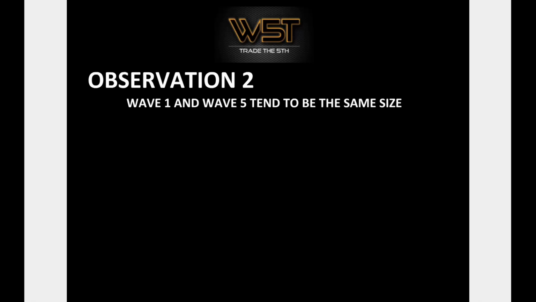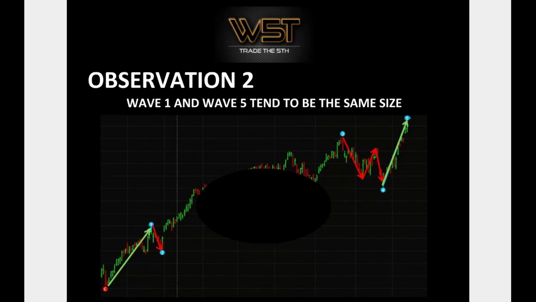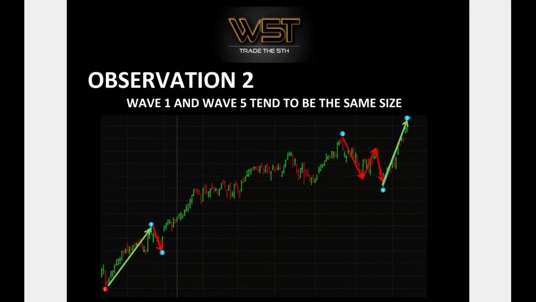Observation 2. Wave 1 and wave 5 tend to be the same size. Now this is used as part of the programming for our automated target zones for the fifth wave. Not the only thing, but it's one of the observations that we look at there. So as you can see on this particular chart here, from this C wave down at the bottom left, the green arrow forms the wave 1. You've got a simple wave 2, you've got a complex wave 4, and the fifth wave is pretty much the same size as wave 1.